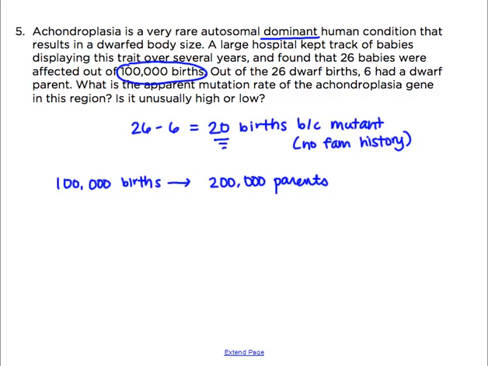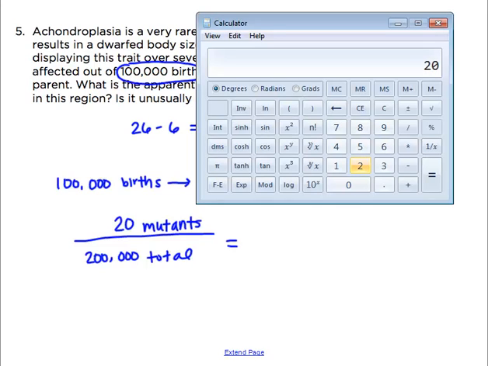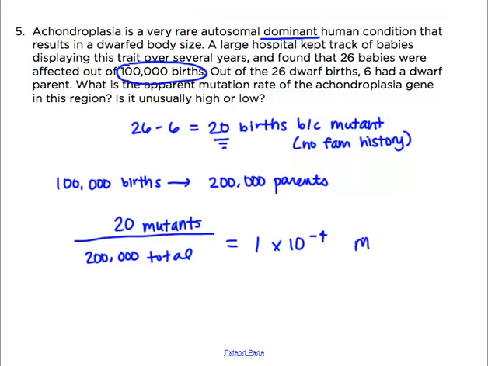So to get the mutation rate, we're going to say that 20 mutants out of the possible 200,000 that could have gone through mutation, and that's the mutation rate, so we want to do 20 divided by 200,000, and that gives 1 times 10 to the negative 4th. Okay, so this is the mutation rate.